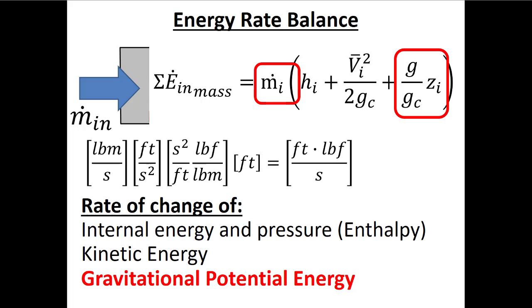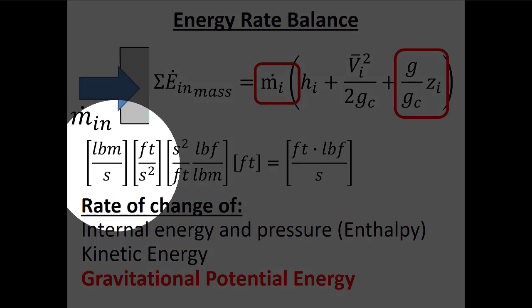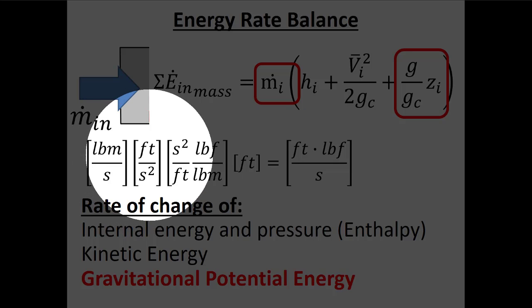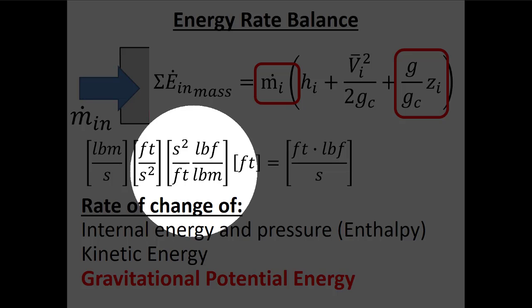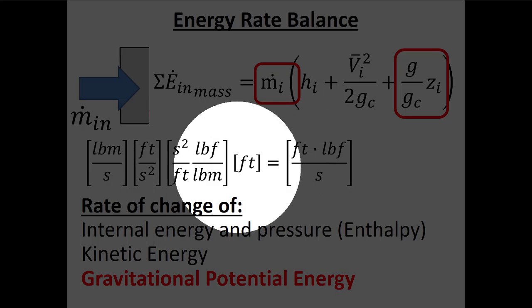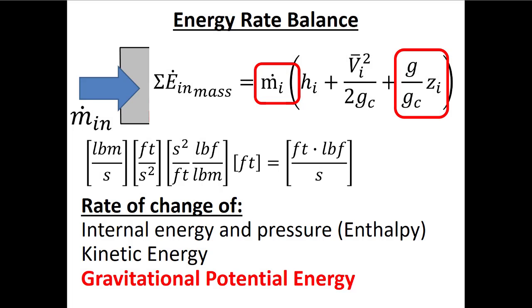We get the same thing when we deal with potential energy from gravity, right? So here, again, we have a mass flow rate. We have feet per second squared. That's g, right? And gc still has this funny unit. It's in the denominator, so I flip it over. And then I multiply by feet. And again, we're going to get foot pounds per second, so we have to convert that to BTU, right?